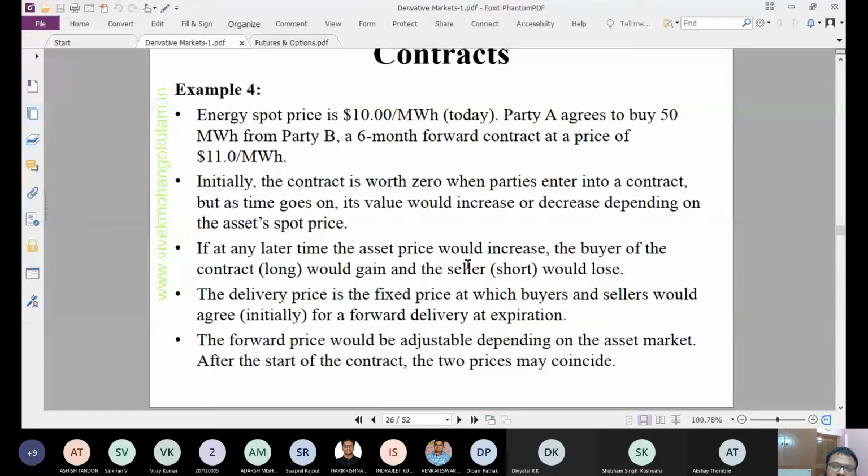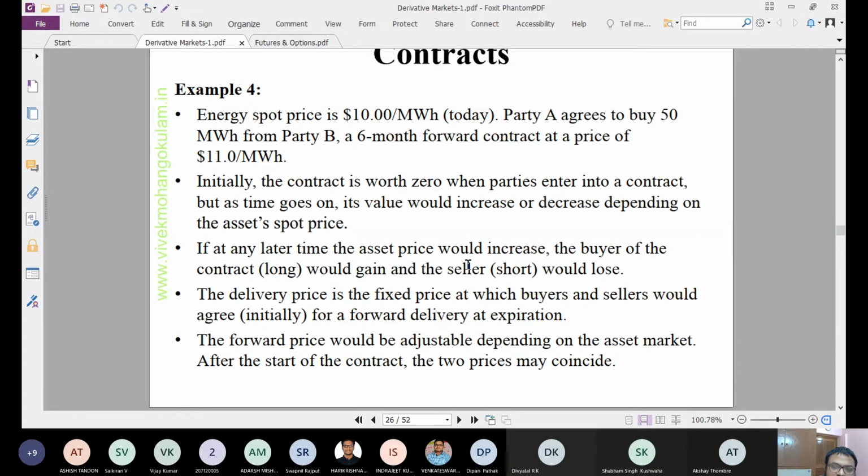Initially the contract is worth 0 when parties enter into a contract, but as time goes on, its value would increase or decrease depending on the asset's spot price. Here, what is the asset? The asset is electricity. So based on the fluctuations of spot price of the asset, gain or loss would be decided. If at any later time the asset price would increase, the buyer of the contract would gain and the seller would lose.